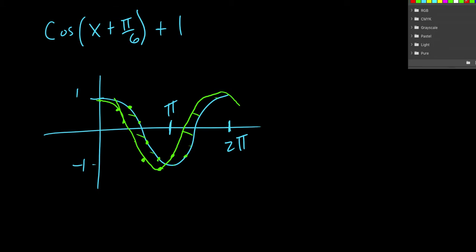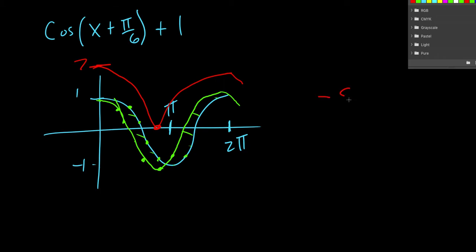And then the next thing is we want to shift it up by 1. So now I'm going to take the green, shift it up by 1 all the way up here, and then I'm just going to draw the function, but shifted up by 1, and so this point would be at 2. All right, that's pretty bad trying, but we needed to shift to the left, pi 6, and up by 1. And then we have just one more.